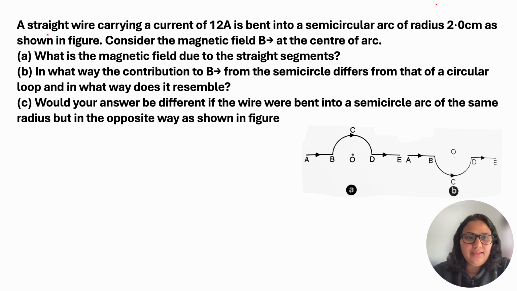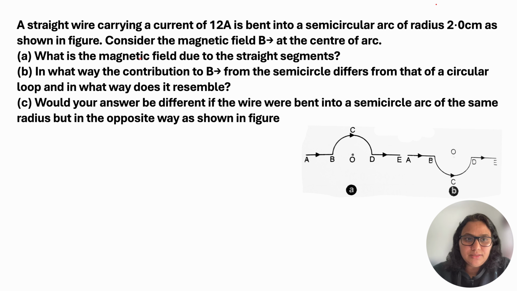The question is: a straight wire carrying a current of 12 ampere is bent into a semicircular arc of radius 2 cm, as shown in the figure. Consider the magnetic field B at the center of the arc.